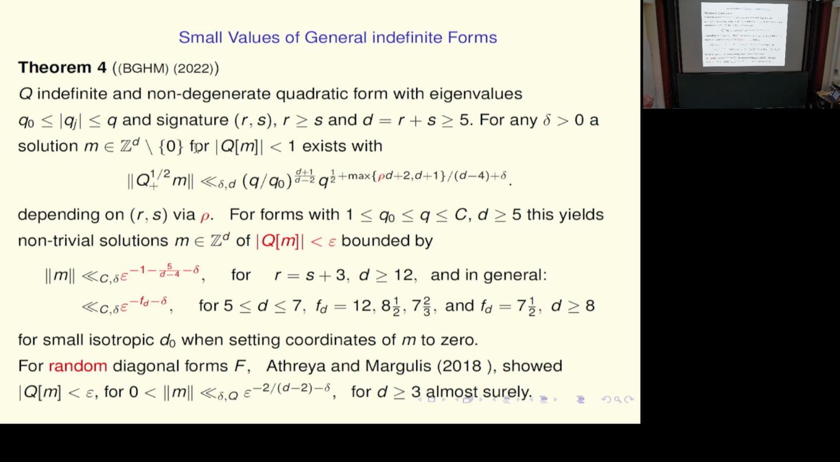It's epsilon to the minus 1/5 over d. So there are certain cases if d is larger or equal to 12 and r is equal to s plus 3 for the signature, then I have this bound. Otherwise, for the small dimensions, I have here a certain number of bounds.